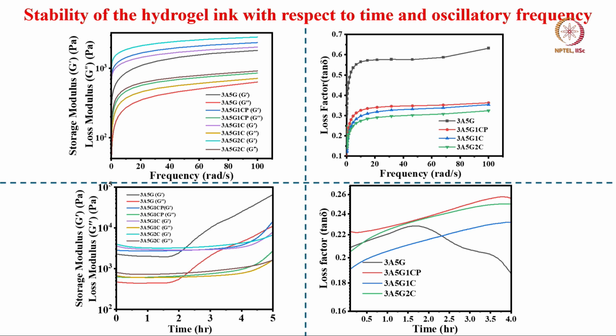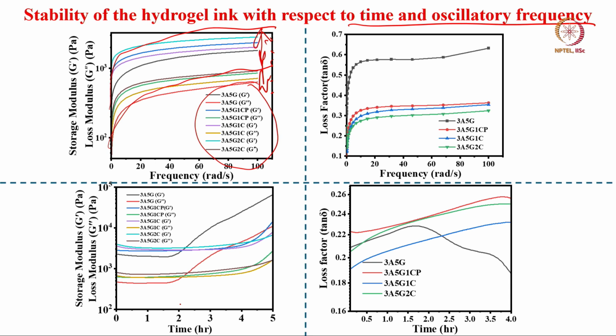With respect to time and oscillatory frequency, if you see the G prime and G double prime with respect to oscillatory frequency, these are the different compositions for hydrogel formulations that were investigated in our group, and their frequency dependent storage modulus. Normally it shows an increase and then reaches a steady state, but the magnitude differs. Qualitatively they show a similar trend, but only the magnitude differs.